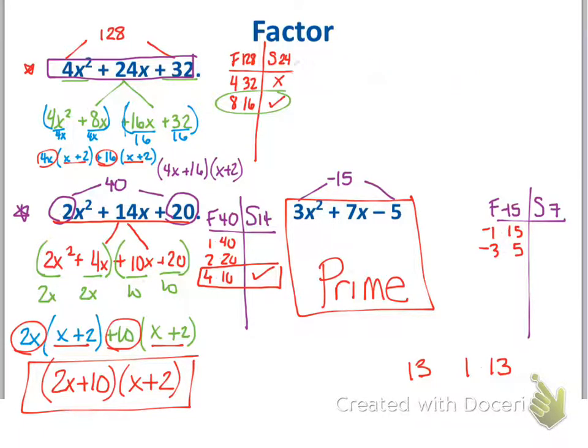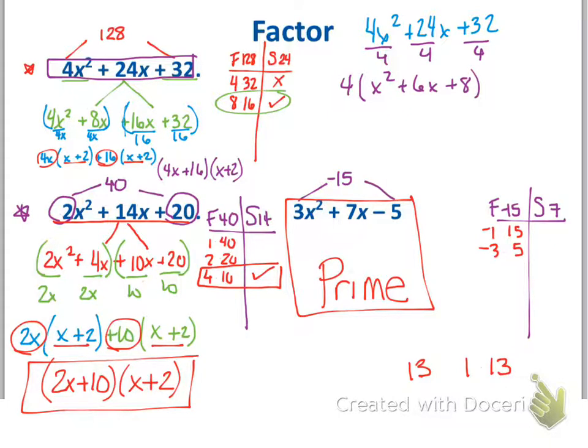So let's make a little space over here. Rewrite the problem. I've got 4x squared plus 24x plus 32. I'm going to divide everything by 4. So I put a 4 on the outside. That gives me x squared plus 6x plus 8. This is going to give me a different answer. It's going to be equivalent, but it's going to be the more simplified version. Okay, so that 4 goes on the outside.